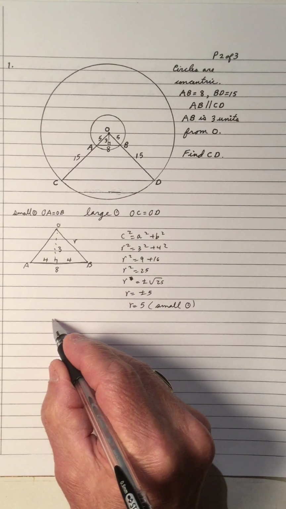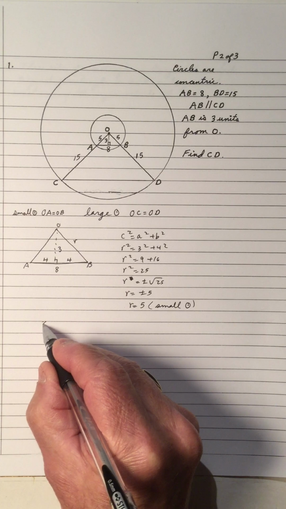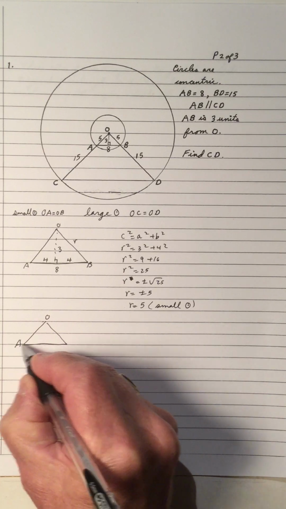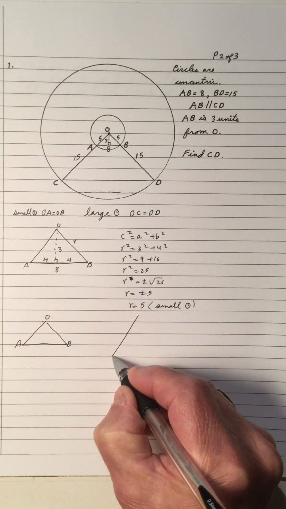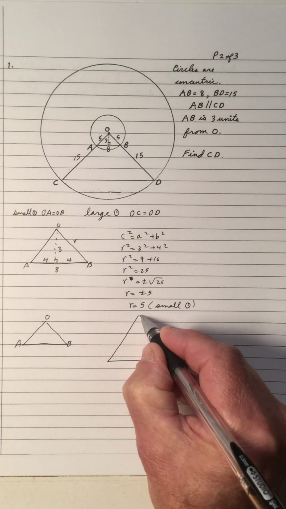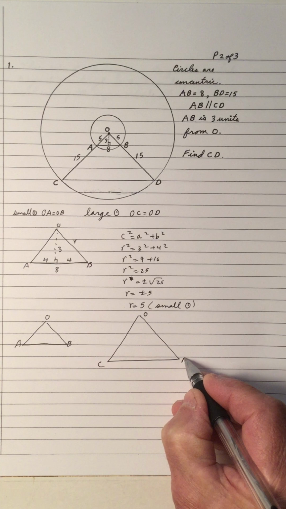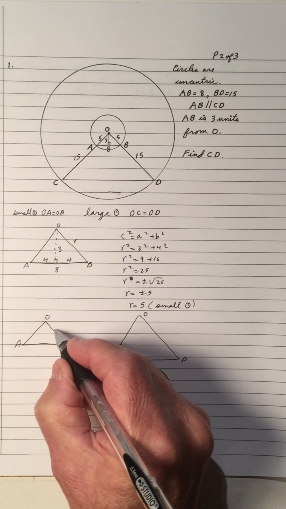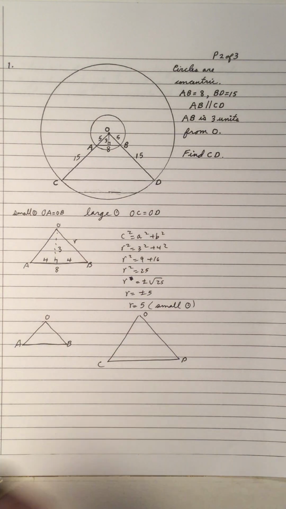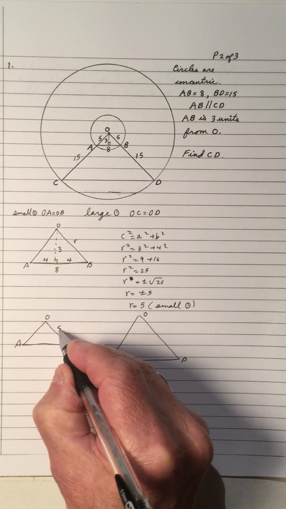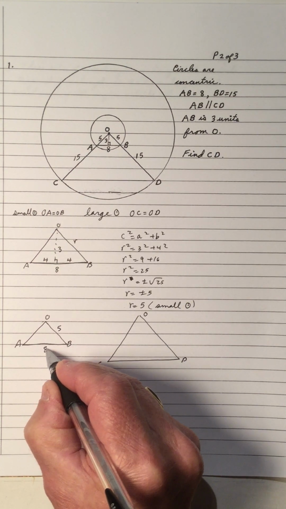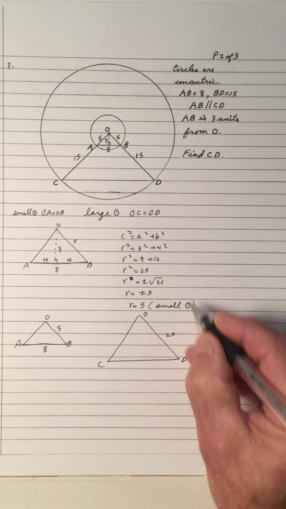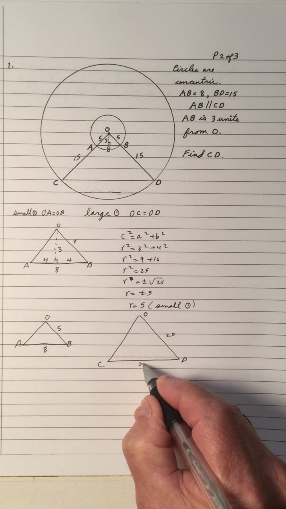So what we can do is draw the small triangle, and we have O, A, and B. We have the large triangle, drawn just a little bit larger, which is OCD. We can say OB is 5, and we can say that's 8, and we can say OD is 20, and we have to find CD, so let's call that x.